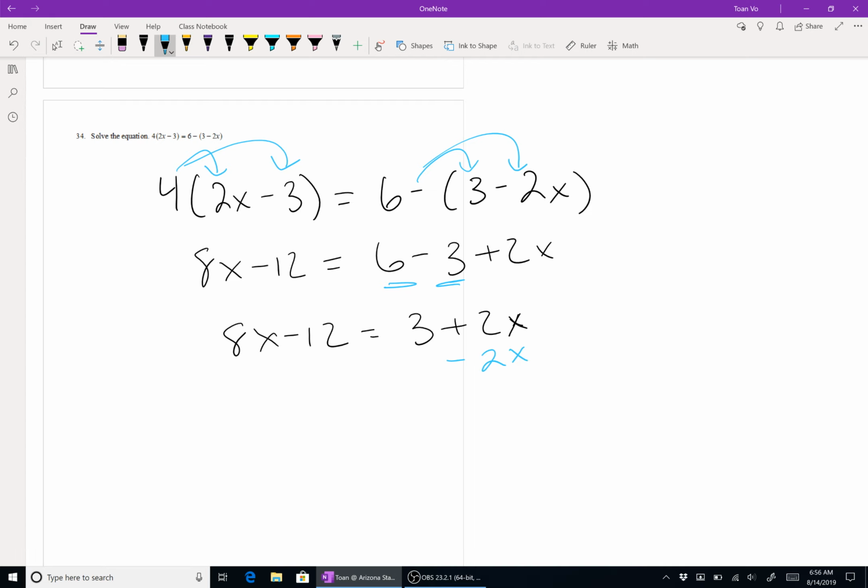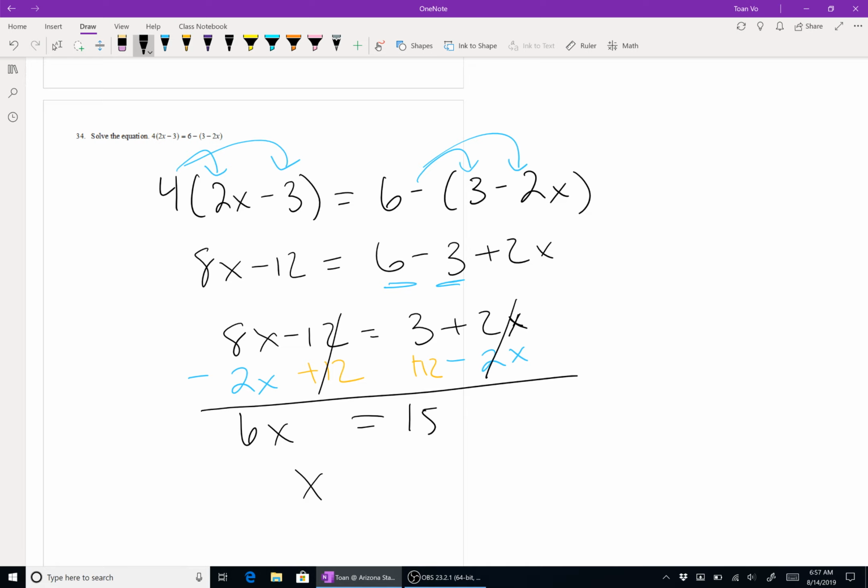So I'm going to subtract 2x from both sides. And I'll go ahead and add 12 to the other side. So that's 6x, these are gone, equals 15. Divide out the 6 and reduce as much as possible. So dividing out a 3 gives me 5 over 2.